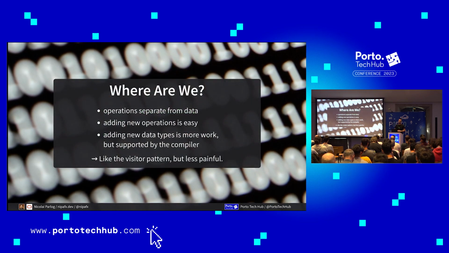Okay, so where are we now? Again, let's take stock. We separated the operations from the data. We made it so that adding a new operation is fairly easy, right? You just add a new switch somewhere. You say, oh, I have a new subsystem, it gets a page, I switch over the page and I implement the operation. But now if I add a new type, it's a bit more work, right? If I add a new type, I have to go through all the operations horizontally and add the new case in every switch.